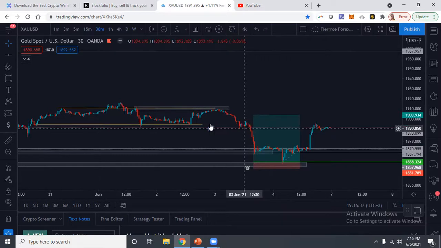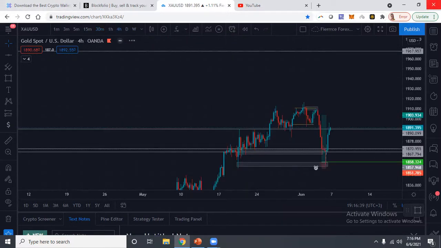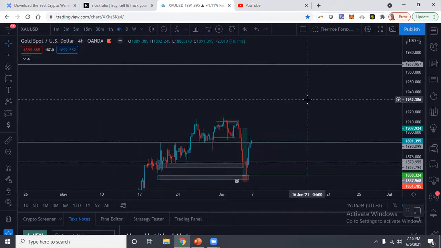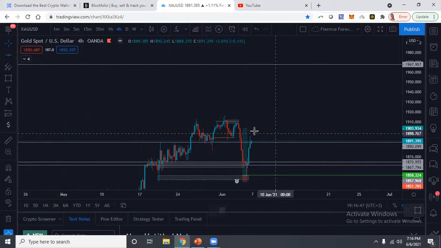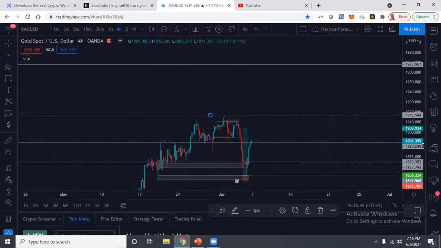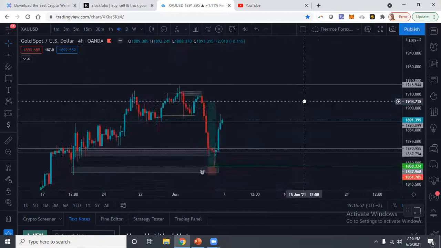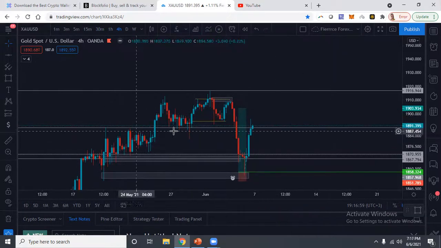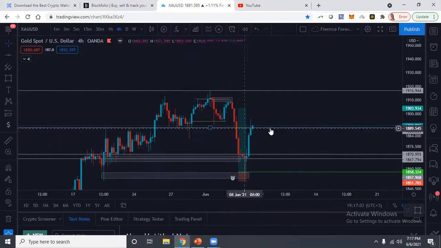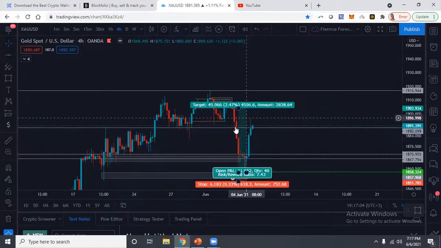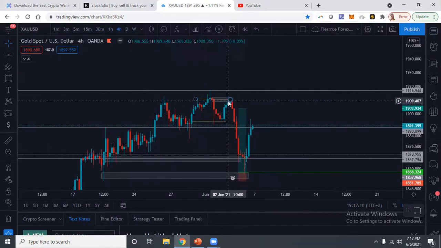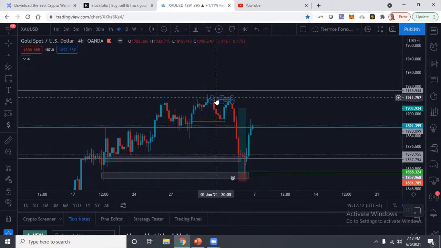But when I want to look at the 4-hour, I like looking at the 4-hour for gold because it gives me a clearer view. So on the 4-hour, let me just also mark this out here. Guys, don't mind my many lines, it just helps me see a bit better. We are on the 4-hour structure, literally. I feel like we need to get back to this level, 1909, maybe even 1912.